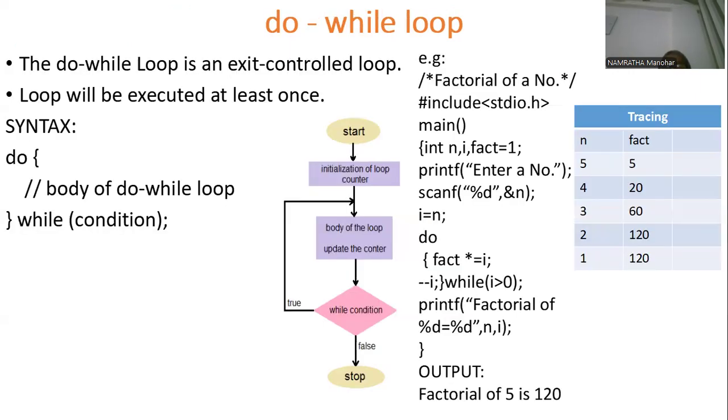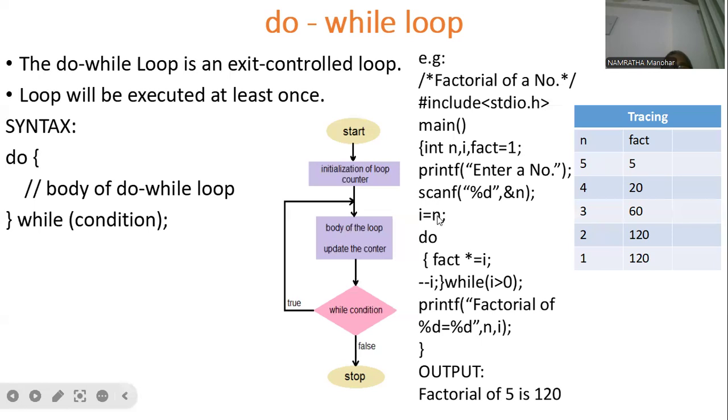I've entered the number. So here, while tracing, what are the variables? You write down the variables like this, n and fact. n is initially 5. So what will be the factorial? First, 5, right? Factorial is 1. 1 into 5 is 5.